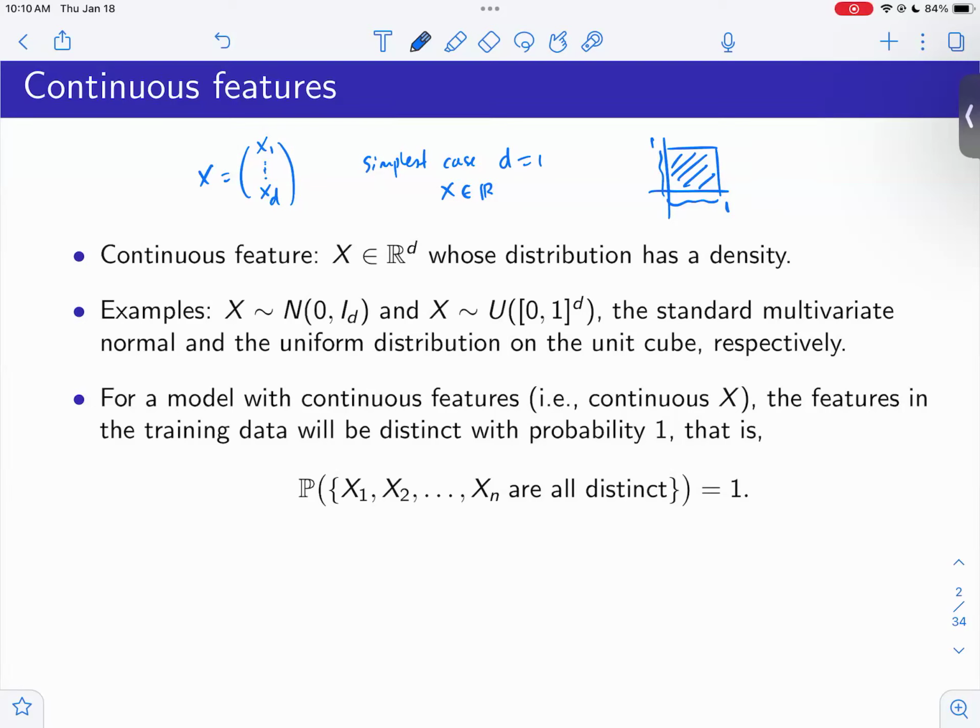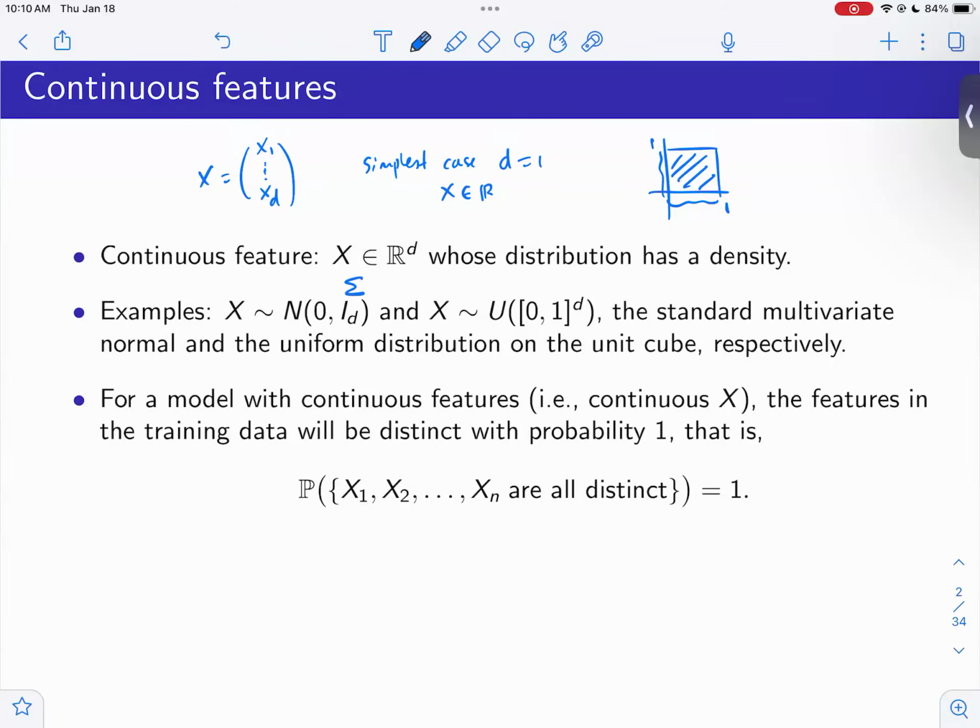In many practical distributions you can assume that there's a covariance that is non-identity, because the features are actually correlated. But in any case, this is the simplest case. The issue is that for a continuous random variable, if I observe a sample of size n, the probability that all of them are distinct is 1. With probability 0, I observe ties. So that's the issue.